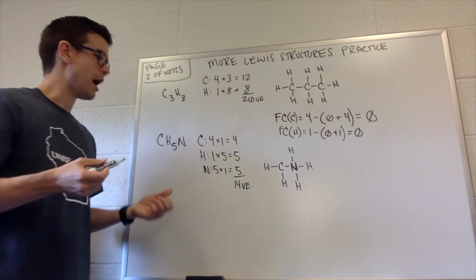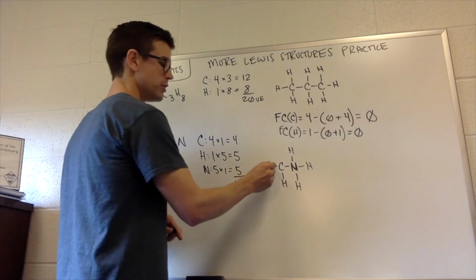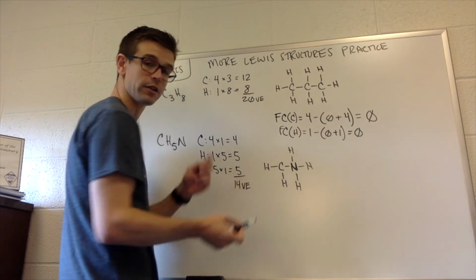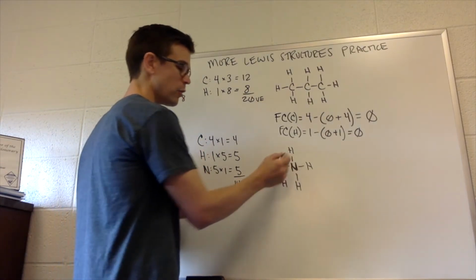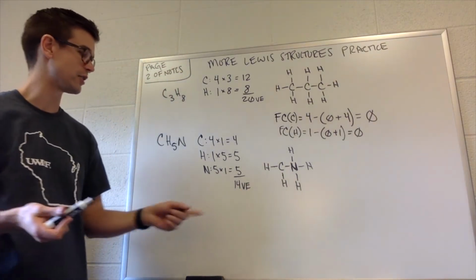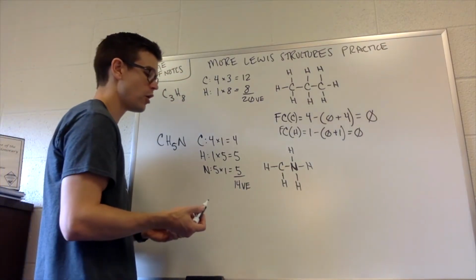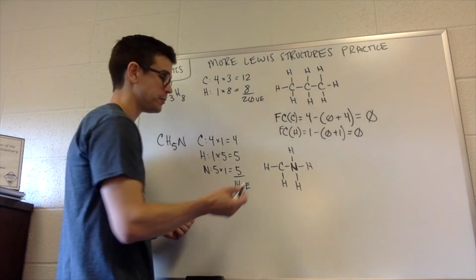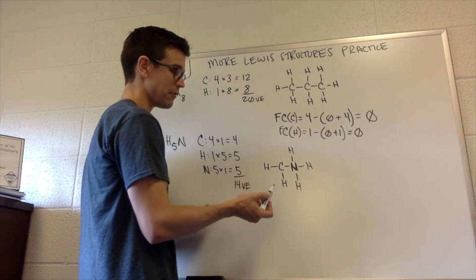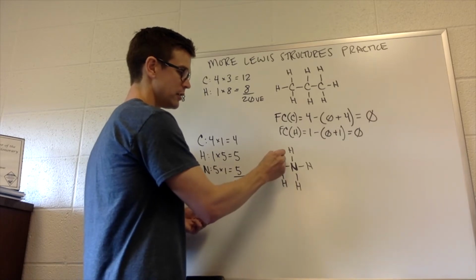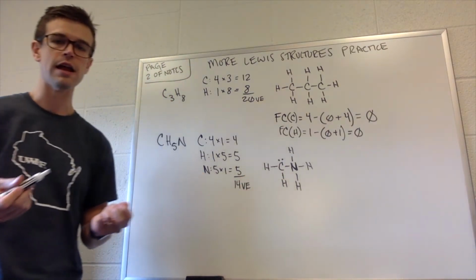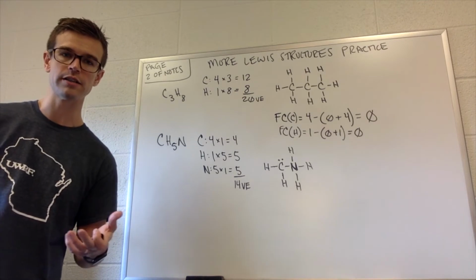How many electrons have we used? I'm counting 2 per bond. So 2, 4, 6, 8, 10, 12. We've used 12 valence electrons. We have 14. So we should add the other 2 as a lone pair. The only thing that doesn't have a full octet is this carbon, because it has 2, 4, 6 electrons. So when we add that lone pair there, now everything has an octet.